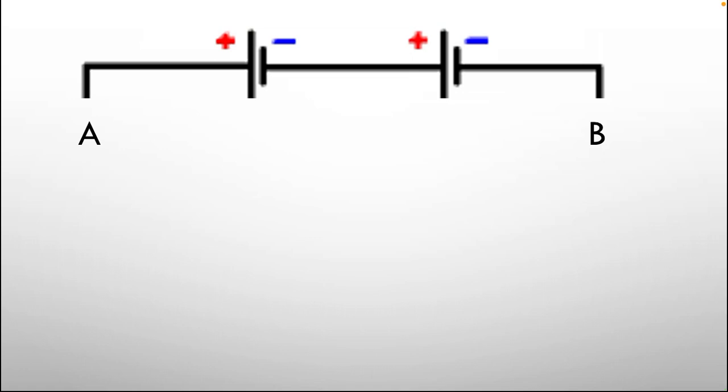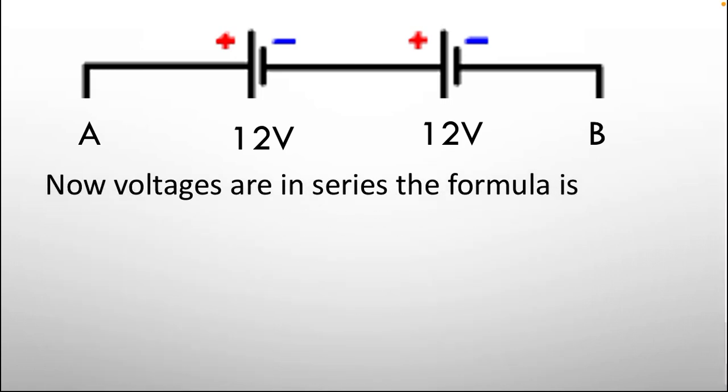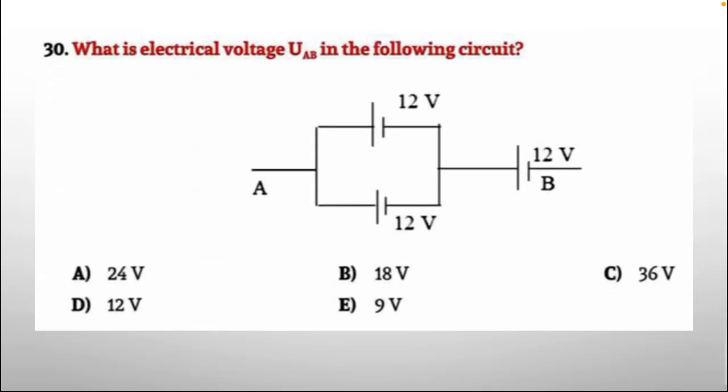So we just improvise our circuit because in the first one they were parallel voltages, but after calculating we got 12 volts and another 12 volts. Now the voltages are in series. The formula is V equals V1 plus V2. The batteries are now added, their values are added, so V equals 12 plus 12, and the answer we get is 24 volts. According to the calculations, the correct option is option number A.